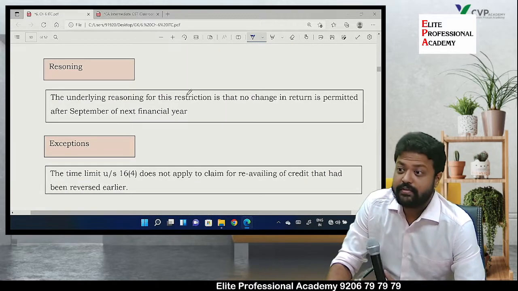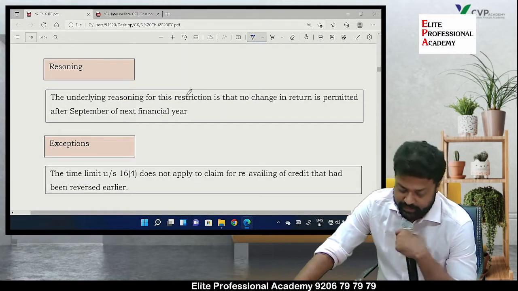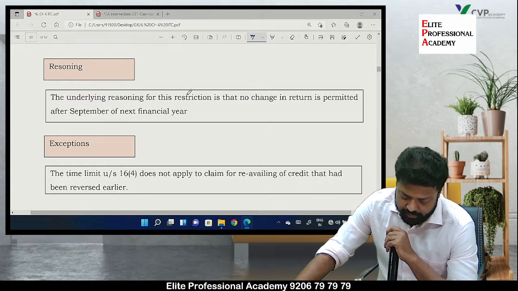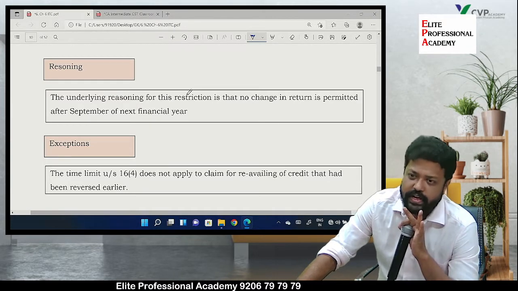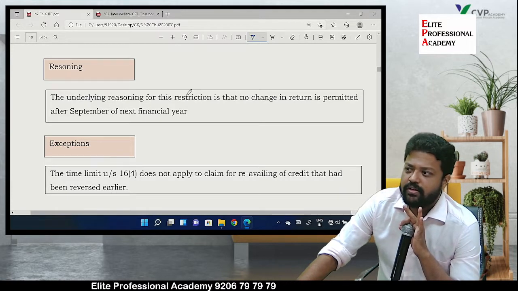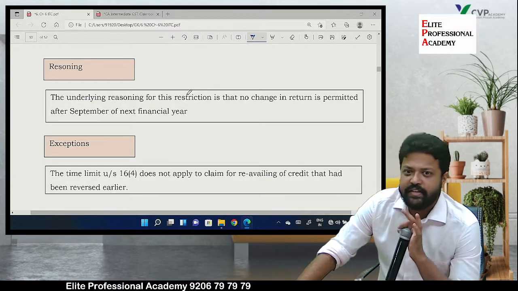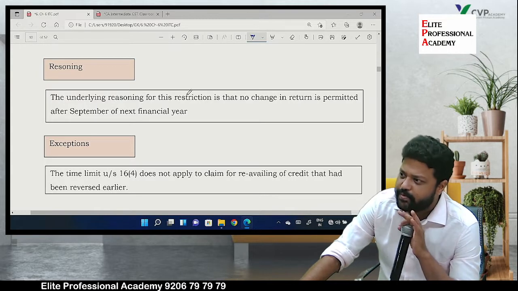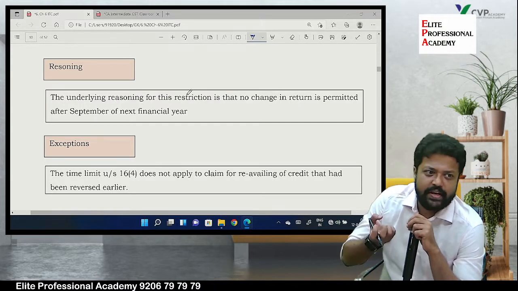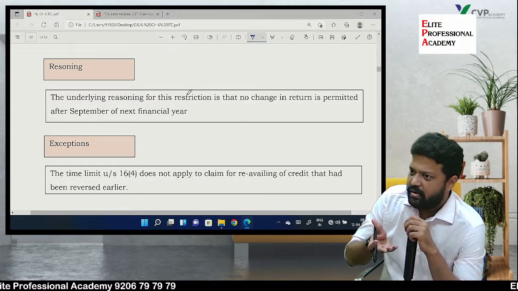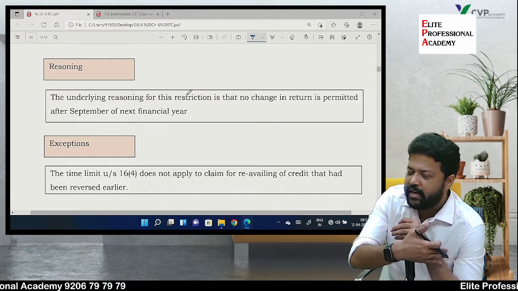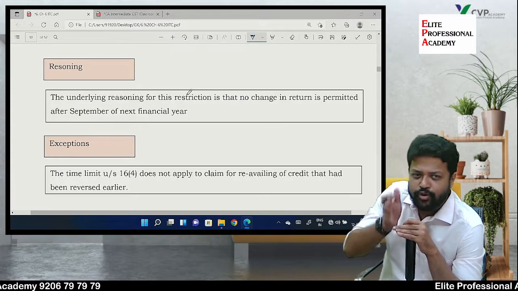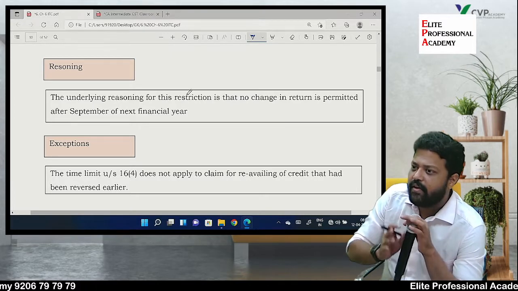Reasoning. Now let us read the reasoning. Underlying reasoning for this restriction is that no change in return is permitted after September of the next financial year. So if they keep on changing, keep on claiming the previous periods, then no period will be actual. It will always be a question whether this is the entire period or it includes anything related to period. So they wanted to put some full stop, and that is the restriction they have put up.